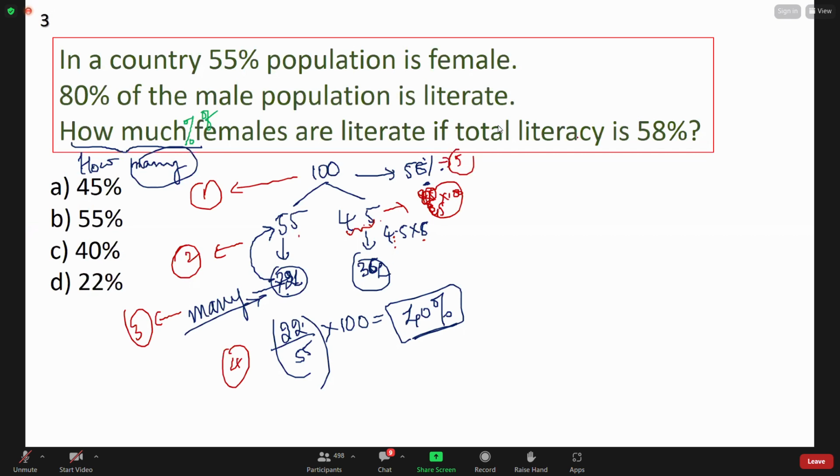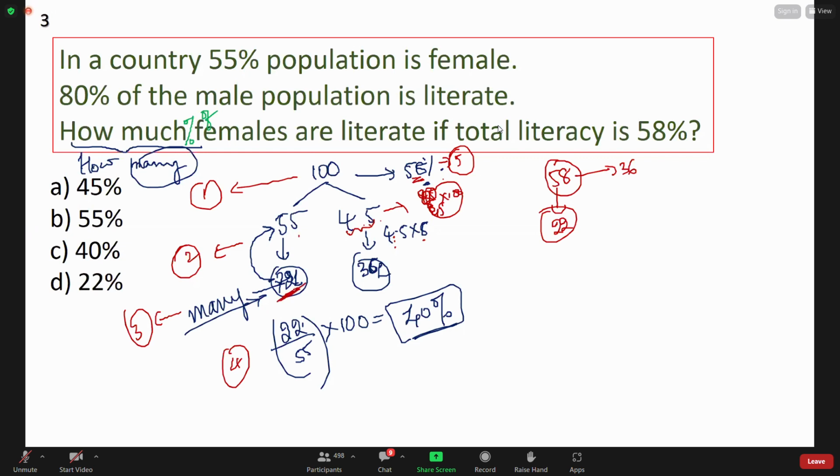So 36 men out of 45 are already literate, and the total literacy rate as per the question is 58%. So 58% out of 100 is 58 people itself. So out of 58 people, there are 36 male and the remaining are female. That is 22. Step number 3.